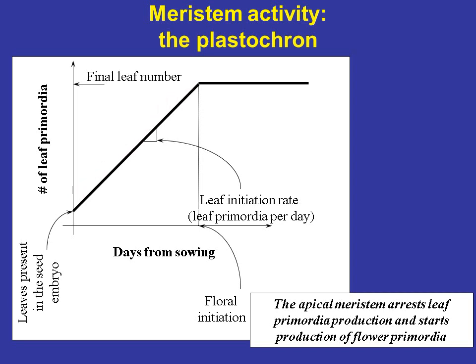This rate is described as the rate of leaf initiation and has units of number of primordia per day. The inverse of this rate, that is the number of days required for the differentiation of one leaf by the meristem, is described as the plastochron, from chronos, that means time, and plasto, that refers to the origin.